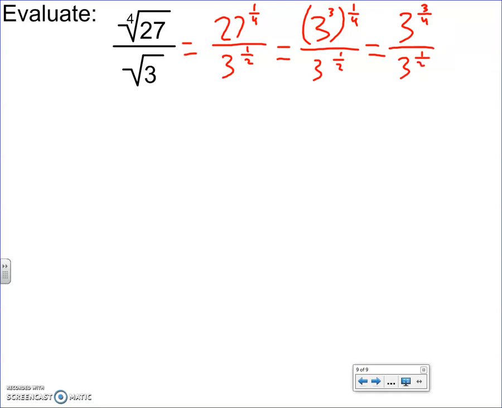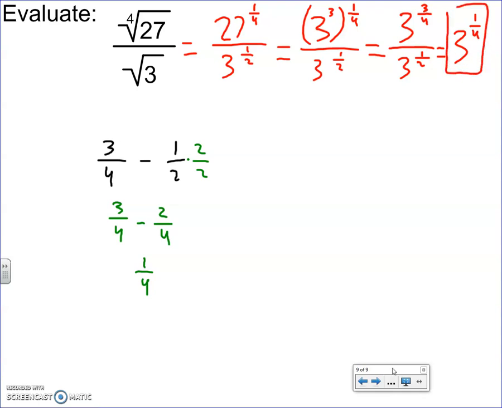Now the bases are the same. This is like saying x to the 10 divided by x to the 3, where you subtract exponents. So 3 to that power divided by 3 to the other power, you can subtract. So I'm going to do 3 over 4 minus 1 over 2. I need common denominator, so I'll multiply by 2 over 2 to make it 3 over 4 minus 2 over 4, which is positive 1 over 4. So this will finally turn into 3 to the positive 1 over 4.